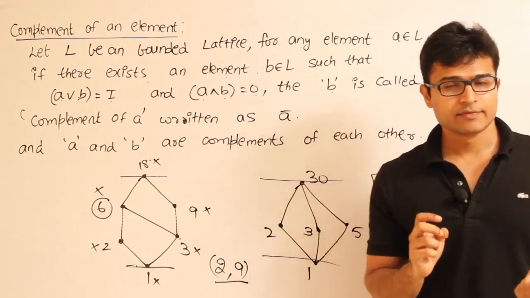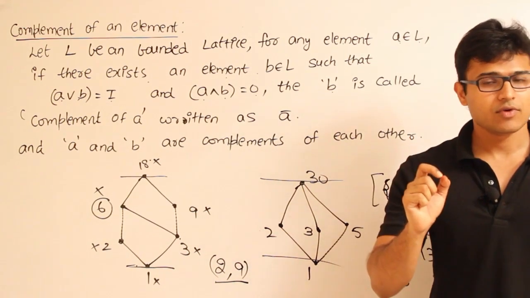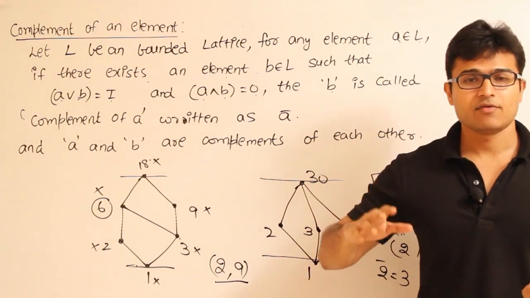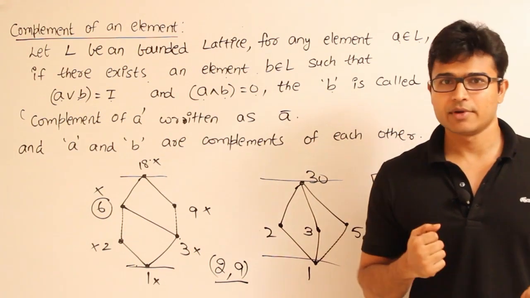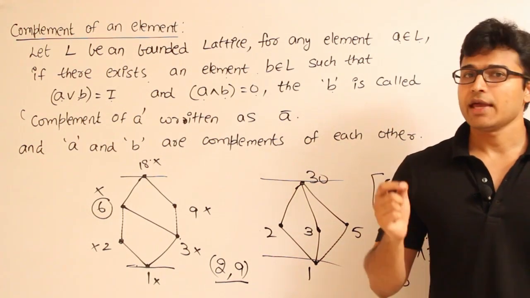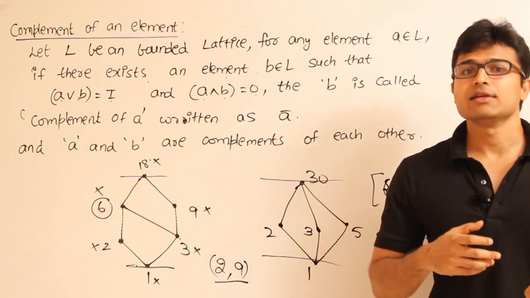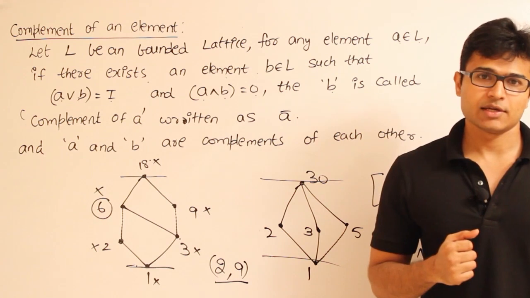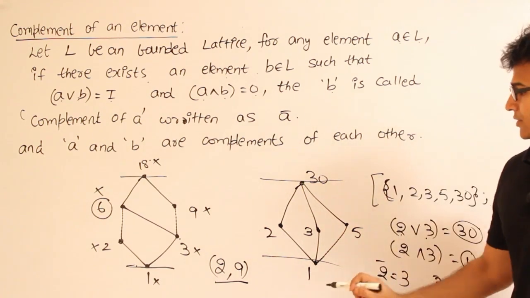And the second point is, even though we are talking about bounded lattices, it does not mean that for every element we can find a complement. There may be a complement or there may not be a complement at all. And even if a complement exists, it need not be unique, which means sometimes we might have more than one complement for an element. Okay, just remember all this.